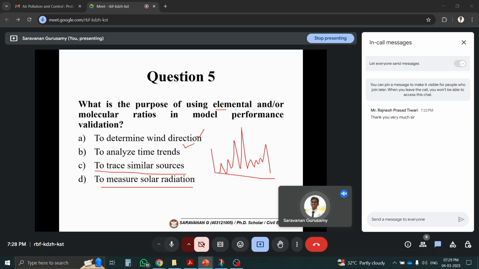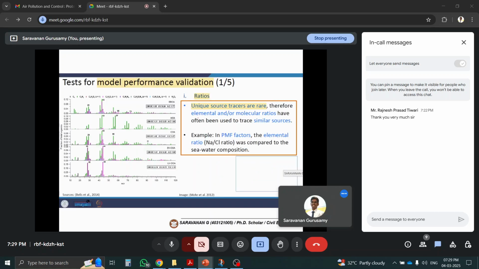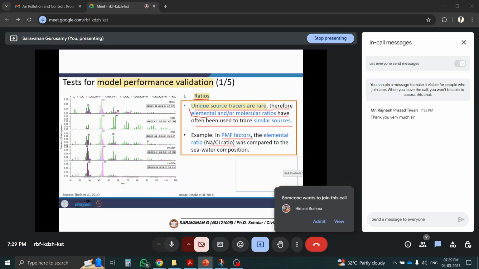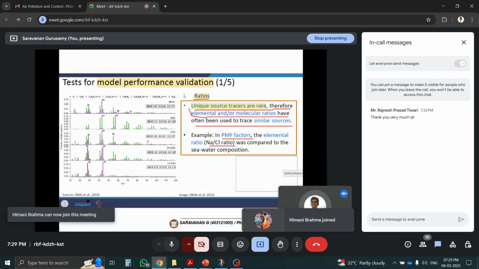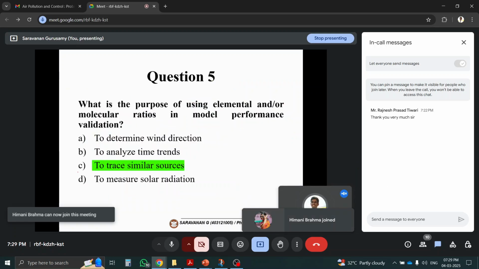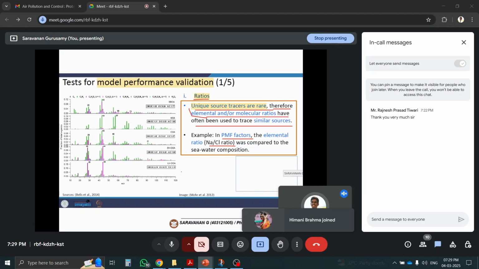Solar radiation, or tracing similar sources. They are asking about the elemental or molecular ratios. What is that actually? You can see here, ratios are a unique source tracer. Therefore, elemental or molecular ratios have often been used to trace similar sources. These ratios are used to find the similar sources of the pollutant. In the PMF factor, the elemental ratio for NaCl was compared with seawater. So that is useful to trace similar sources.